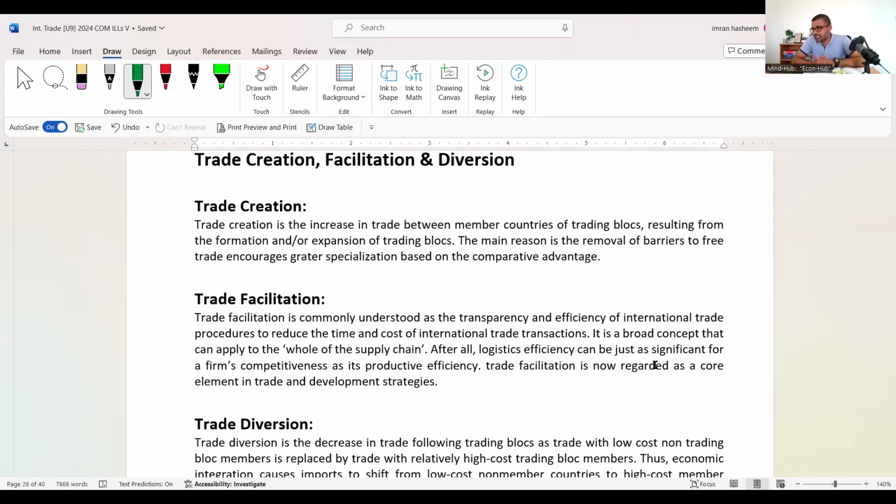Resulting from the formation and or expansion of a trading block, the main reason is the removal of barriers to free trade encourages greater specialization based on comparative advantage. So trade creation is more trade happening between member countries because of trading blocks or economic integration. Trade facilitation.